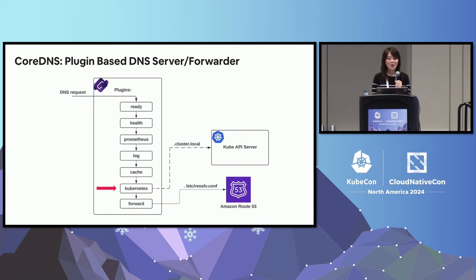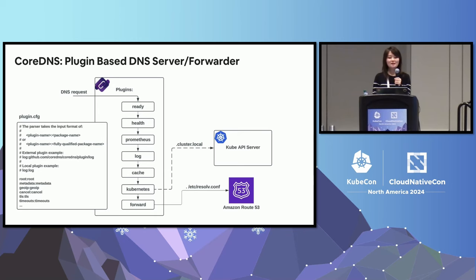You can also enable other commonly used plugins as shown in the graph. Like the ready plugin, which serves a ready endpoint, required for the readiness probe. The health plugin serves a health endpoint, required for the liveness probe. The Prometheus plugin serves a metrics endpoint, required for exporting metrics. The log plugin enables query logging, the cache plugin enables a server-side front-end cache, and the forward plugin is for proxying DNS requests to upstream resolvers.